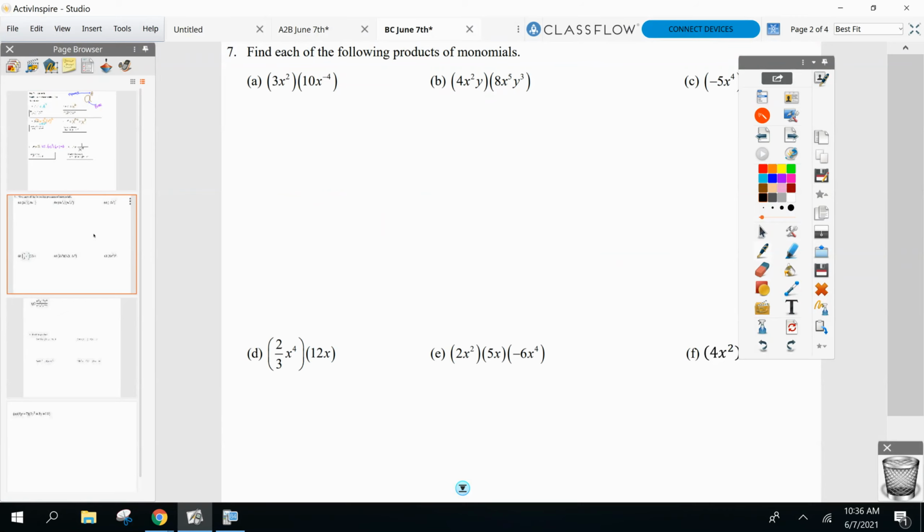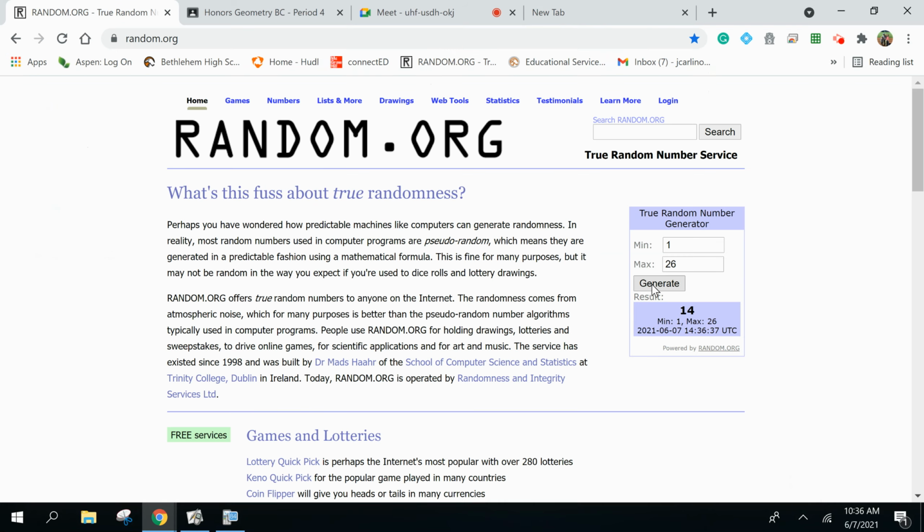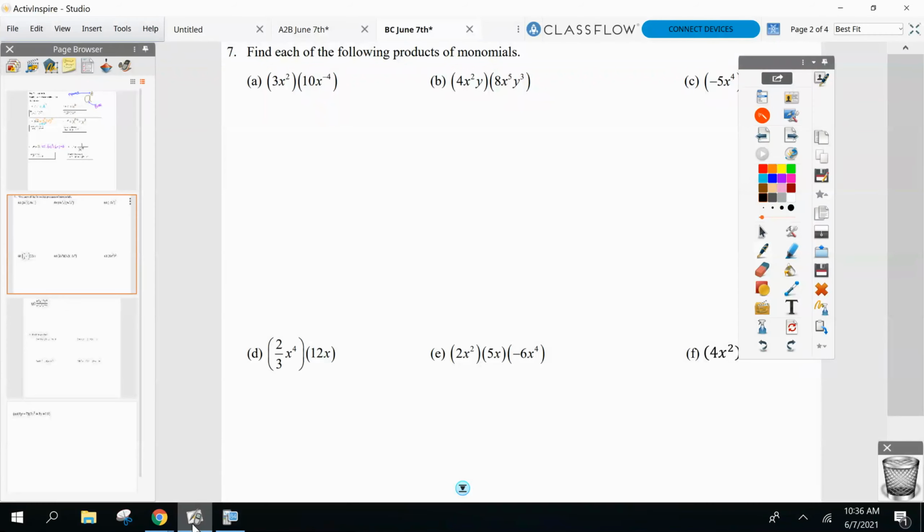3x squared times 10x to the negative 4th. Whoa, I didn't start easy here. I threw a tough one right at you. Ellie, you ready? You up for this? Yeah. All right, so Ellie, you can multiply your numbers. Go ahead. So, wouldn't it be 30? Oh, watch your mouth. Hold on. 30, 3 times 10.